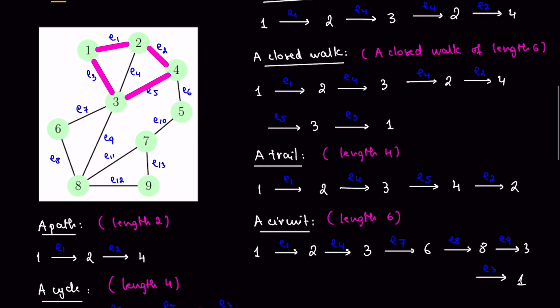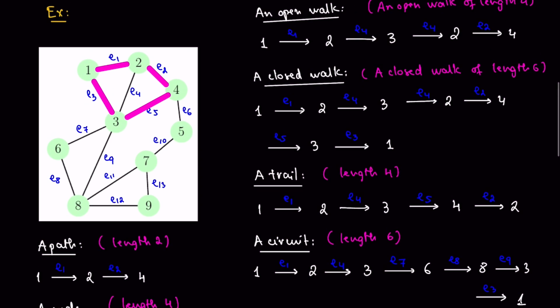And again, as I mentioned earlier, there are multiple solutions to one type of graph. So an open walk can have multiple solutions. You can give a different open walk, and when you have a different open walk, the length of the walk can be different as well. In this case, this is an open walk of length 4. You can have an open walk of length 5. You can have an open walk of length 3, and so on and so forth.